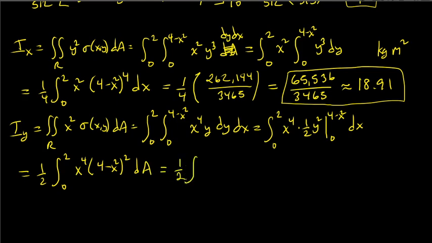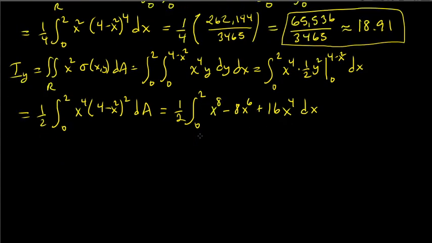So 1/2 times the integral from 0 to 2. So x to the fourth times x to the fourth is x to the 8. Minus 8x squared times x to the fourth, so 8x to the 6. Plus 16x to the fourth. Okay, so that's the integral we have to evaluate. And again, this is one that I think you can just do right on your calculators. We're not in Calc 1 anymore, right? You've done this many, many times. So I'm assuming that this is not an issue. So if you want to just use your calculator or computer, go right ahead.